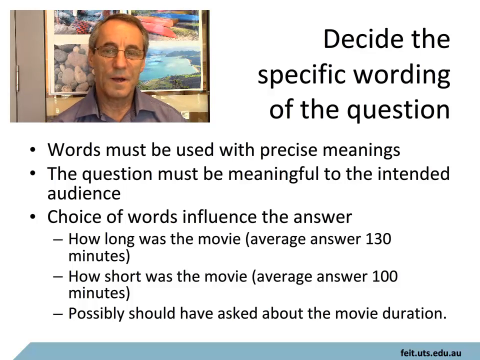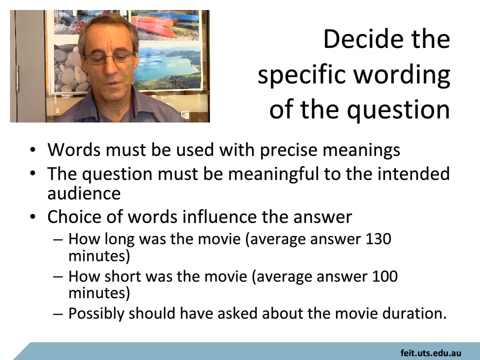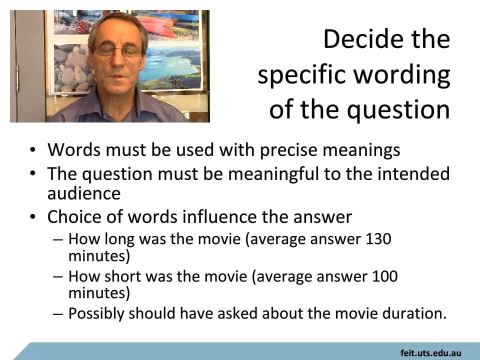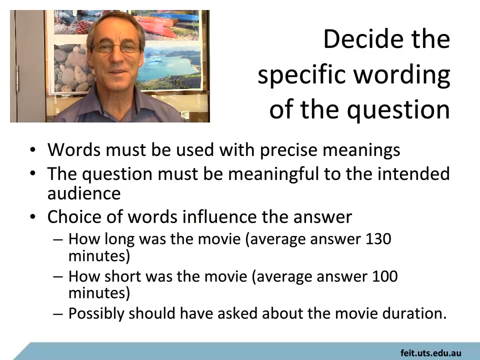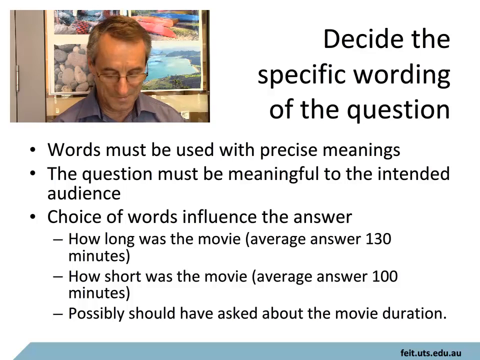Now, having decided what type of question, whether it's closed or open, you now have to decide the specific wording of the question. And the words must be used with precise meanings. You have to be precise, they don't. The question must be meaningful to the intended audience, and it must evoke the precise meaning you intend. You've got to get the question across to them in a way that they can understand and that gets your meaning across to them. And if you have to practice this and try this and test this a few times, well, that's what you've got to do.